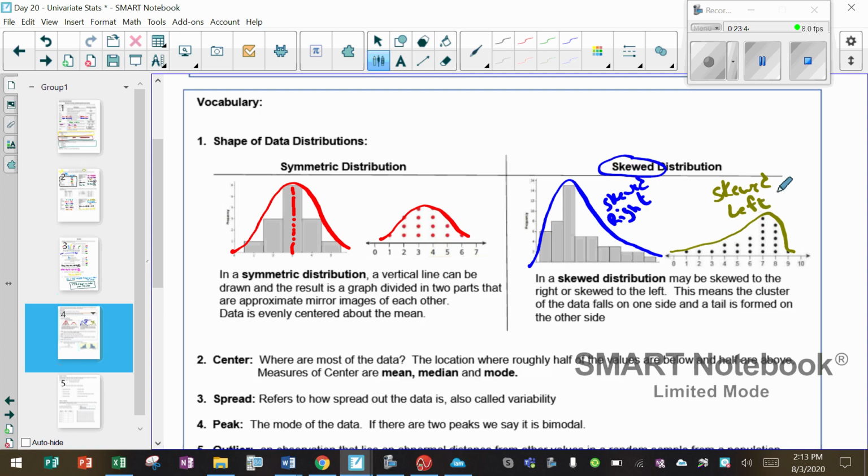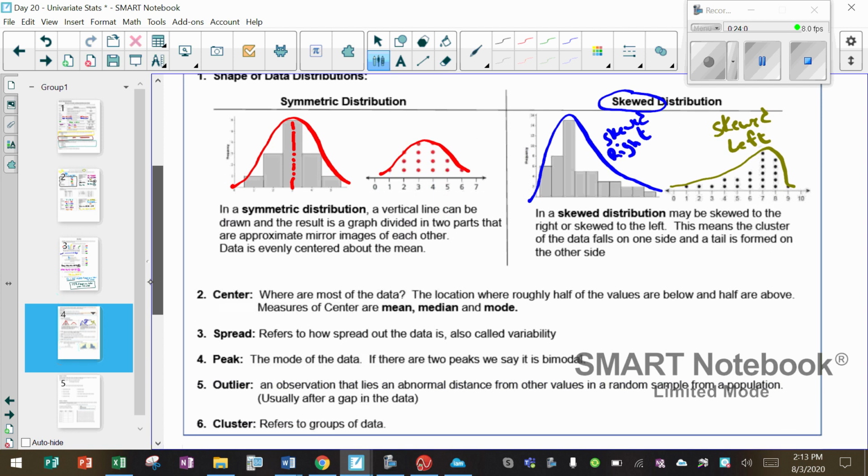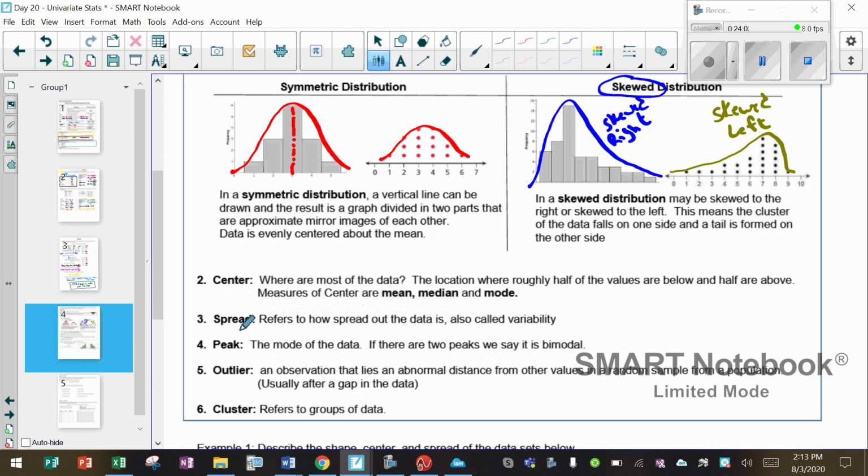So whichever way it's pulled or extended, that's the skew. The blue one is skewed right because it's pulled to the right. And the greenish one is skewed left because it's pulled or stretched to the left. When you have distributions like this, you can talk about the measures of center, the spread, the peaks, outliers, or clusters.